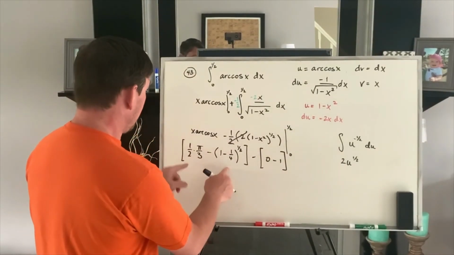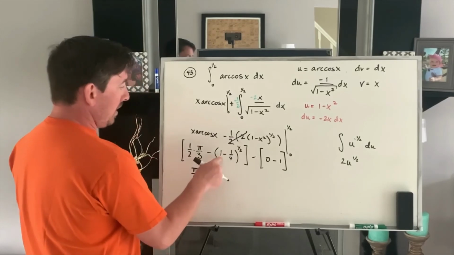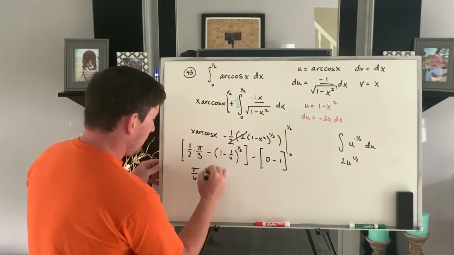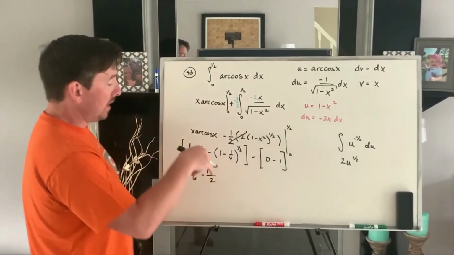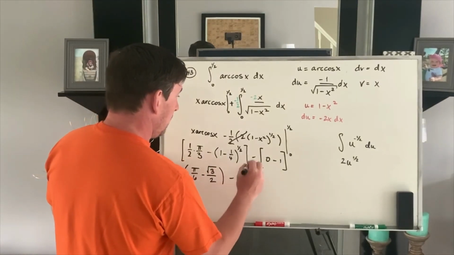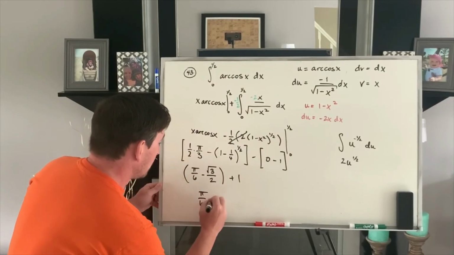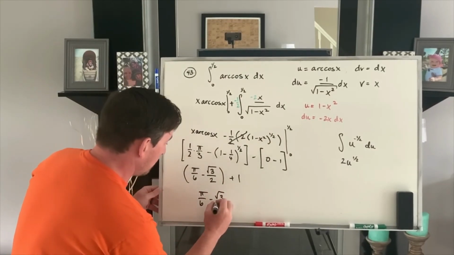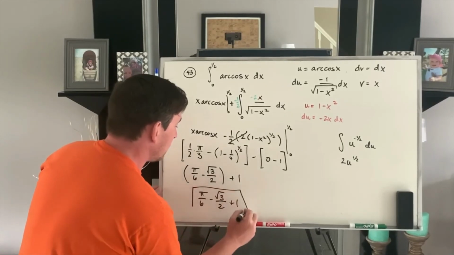And now let's clean this thing up. We've got pi over 6 minus 3/4. So root 3 over 2. Take the square root of 3/4. You're going to get root 3 over 2 plus 1. So that's ugly. I'm just going to leave it like that. We got an irrational number. We got another irrational number, root 3 over 2. And yeah, that's good enough for government work right there.